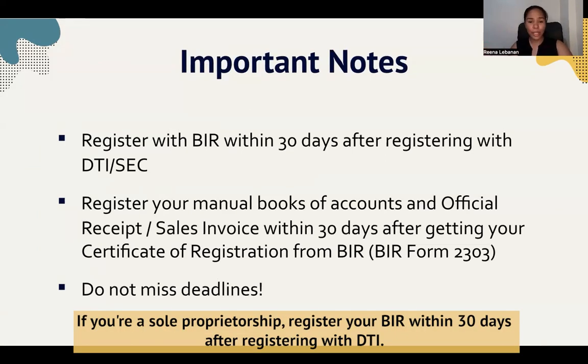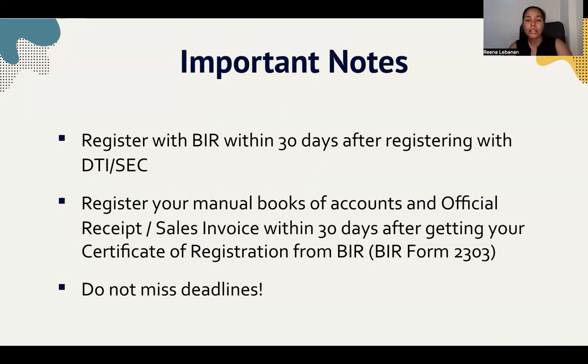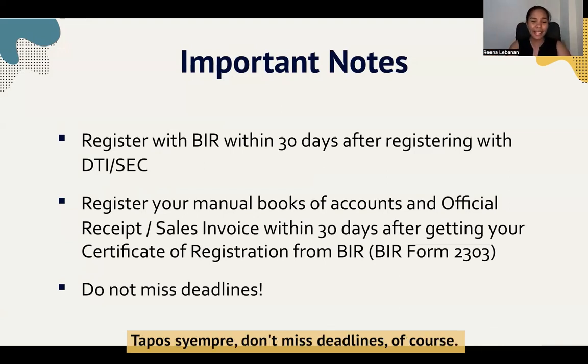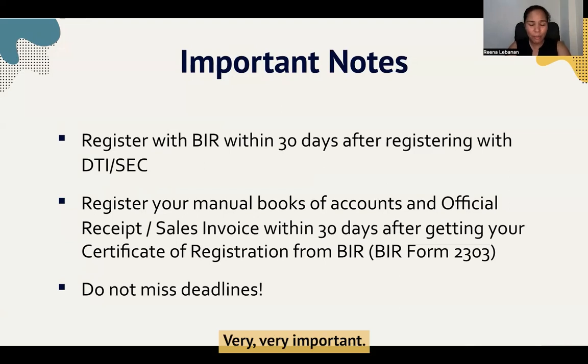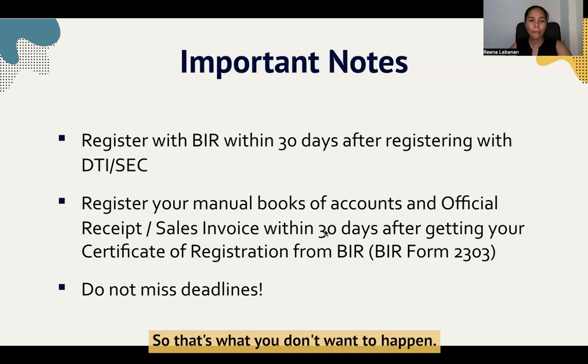If you're a sole proprietorship, register with the BIR within 30 days after registering with DTI. And then if you've registered with the BIR, don't forget your manual books of accounts and official receipts, which should be done within 30 days after getting your COR from the BIR. And of course, don't miss deadlines. Very, very important. Each and every missed deadline will amount to penalty, interest, and surcharge. So that's what you don't want to happen.